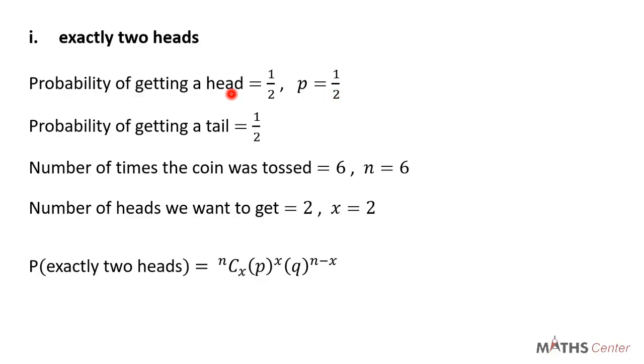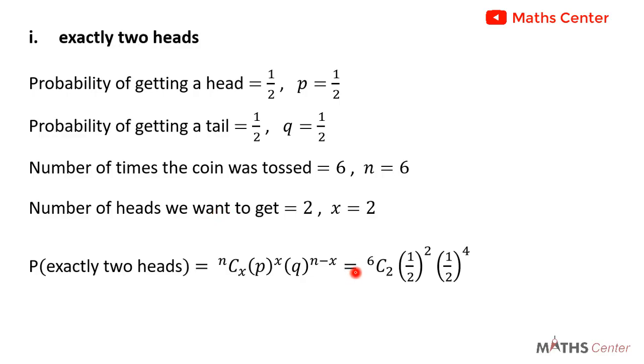If the probability of getting a head is success, then the probability of getting a tail is failure, and Q is the probability of failure. So the probability of failure, which is Q, will be equal to the probability of getting a tail, which is 1 divided by 2. We have the values of P, Q, and X, so we can substitute them here to get the probability of getting exactly 2 heads.